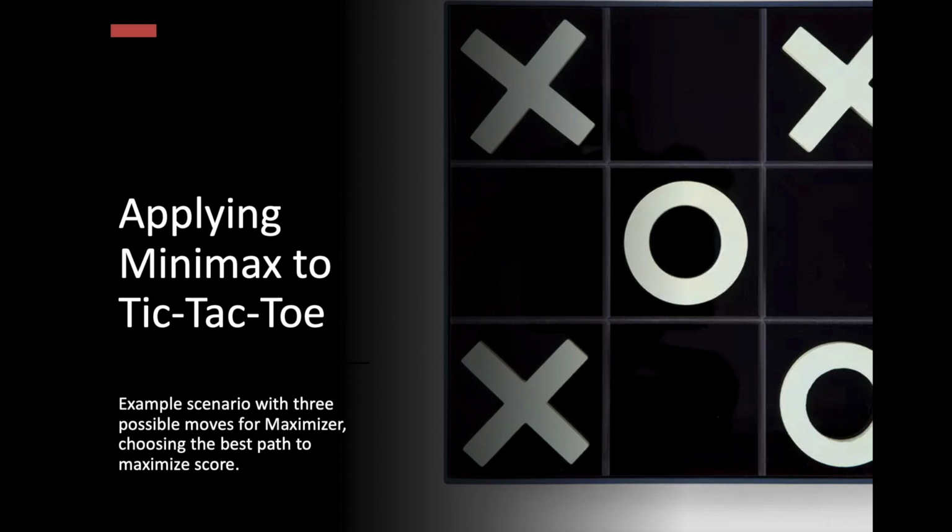Let's look at the simplified tic-tac-toe example. Imagine we're at a point where the maximizer, playing X, has three possible moves. Let's say move A leads to a possible win for X with a high score of plus 1. Move B leads to a draw, giving a score of 0. Move C ends in a loss, scoring minus 1 for X.